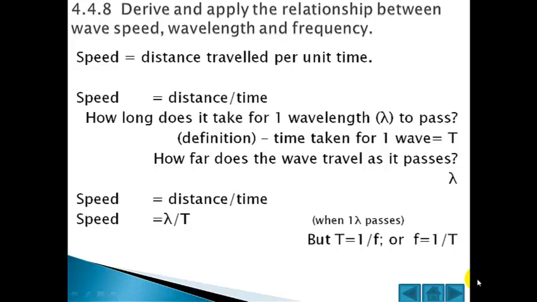The speed is the distance divided by time. When one wavelength passes, it travels one wavelength divided by the time, but the time is 1 over f. So therefore we have the speed, which is lambda f. So in other words, v is equal to lambda f. This is called the wave equation, or one of the many, but this is basically the wave equation.